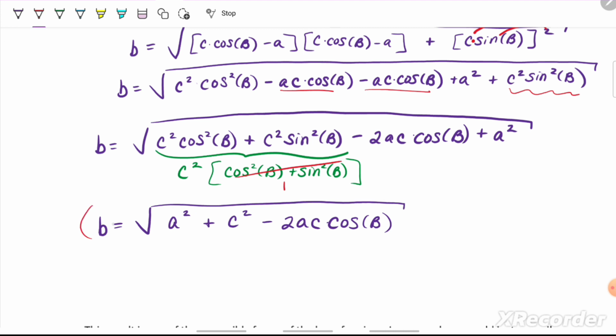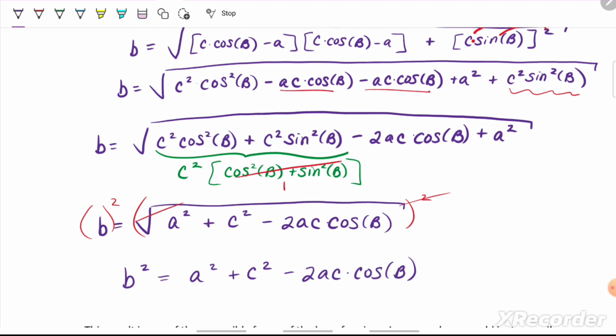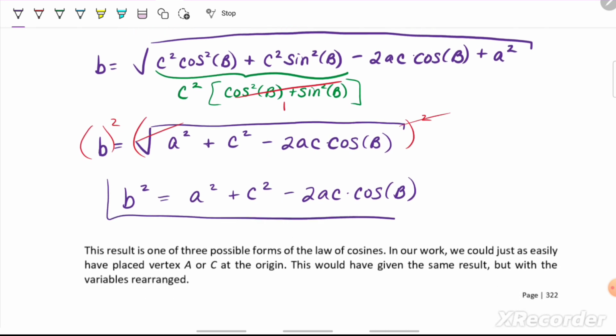And then if I square both sides, my square root is going to cancel out on the right, and we get b squared is equal to a squared plus c squared minus 2ac times cosine of B. This results in one of 3 possible forms of the law of cosines. In our work, we could have just as easily placed vertex A or C at the origin, and this would have given the same result, but with the variables rearranged. In our subsequent videos about the law of cosines, we're going to see all 3 versions and then apply them to some examples.